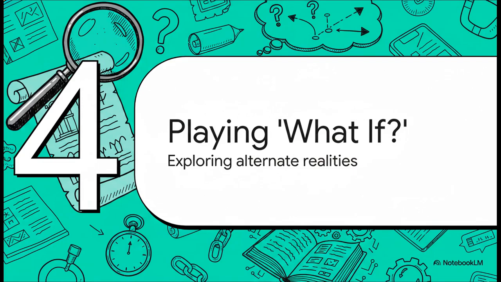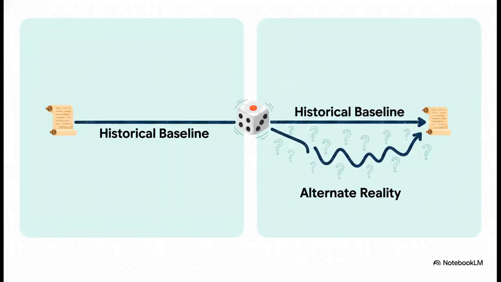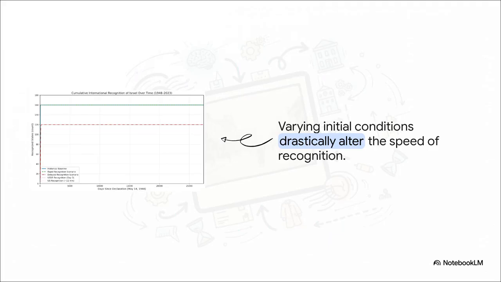Okay, but this is where the simulator becomes so much more than just a history lesson. This is where it lets us become like historical detectives and ask that amazing question, what if? And this lets us do something really powerful. First, we run what's called the historical baseline. That's the simulation of what actually happened. But then we can go in and tweak a key variable, let's say the speed of that diplomatic recognition, and run an alternate reality. And we get to see how one small change could have led to a radically different future.